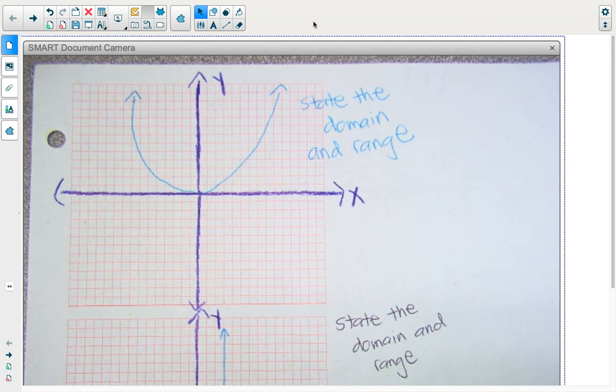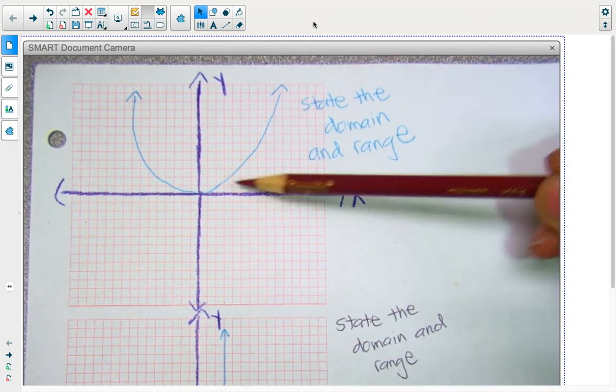So we're going to take a look at a few graphs here and we're going to label what the domain and the range is based off of our graph. So this first one is a parabola. It's a little lopsided because I drew it in, so bear with me. This is a quadratic equation, and it's a parabola when we graph it. So let's start with the domain. Domain is what can your x values be.